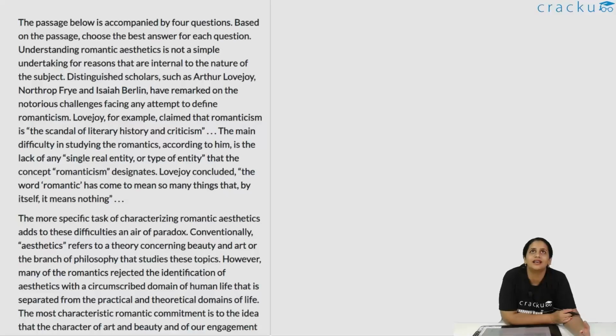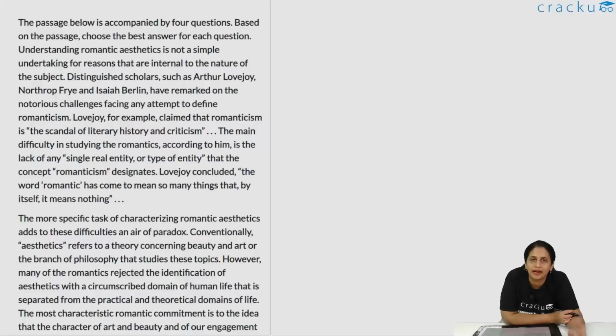It's not that it is scandalous or controversial. He's saying that it is so difficult to define the subject that nobody can even agree on a definition. That is why it's a scandal. Even the definition is a controversial topic because there is no one agreed upon definition as such. The main difficulty in studying the romantics, according to him, is the lack of any single real entity or type of entity that the concept of romanticism designates.